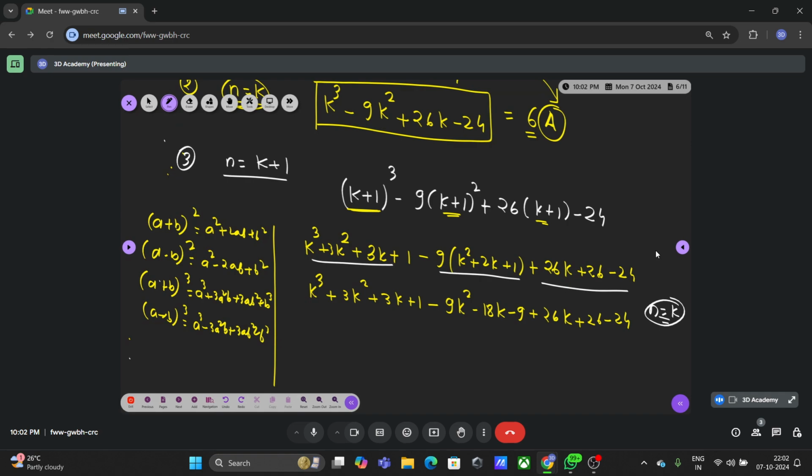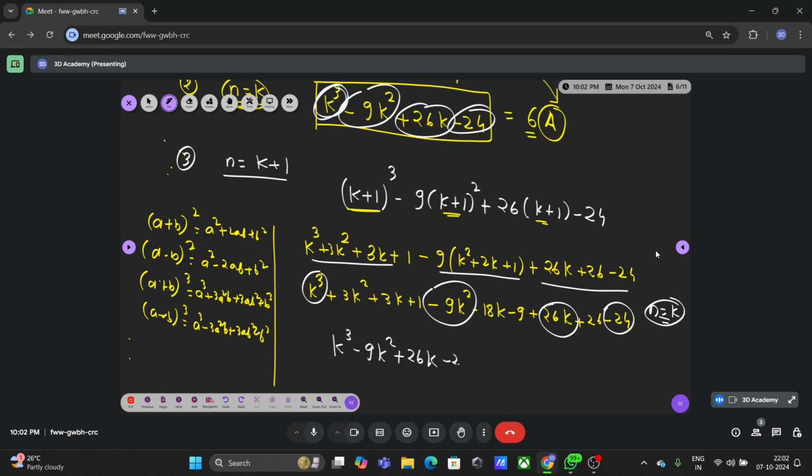See, in these types of questions, in n equals to k, I was getting k cube. So I have a k cube here. I will write down the k cube term as the next term. Here I need minus k square. So here I am getting minus k square, so I will write down minus k square. Here I have 26k, so I will write down plus 26k. Here I am getting minus 24, so I will write down minus 24.